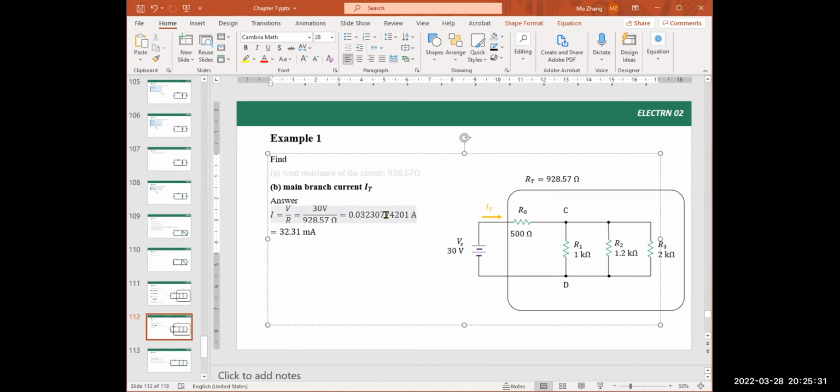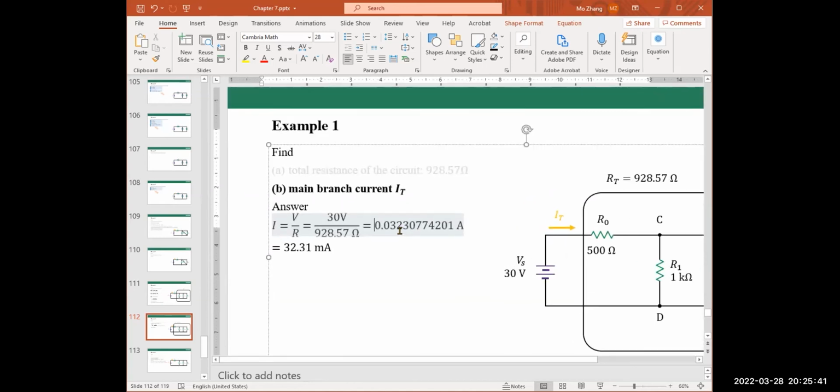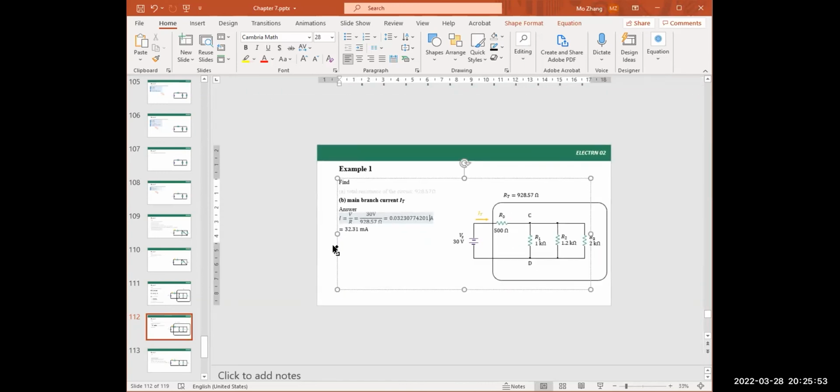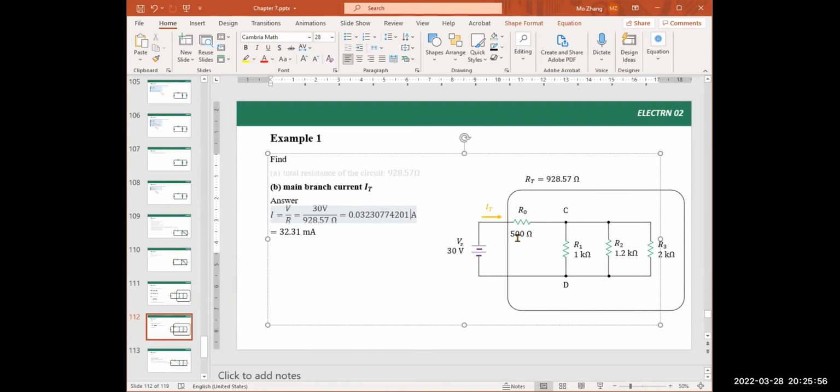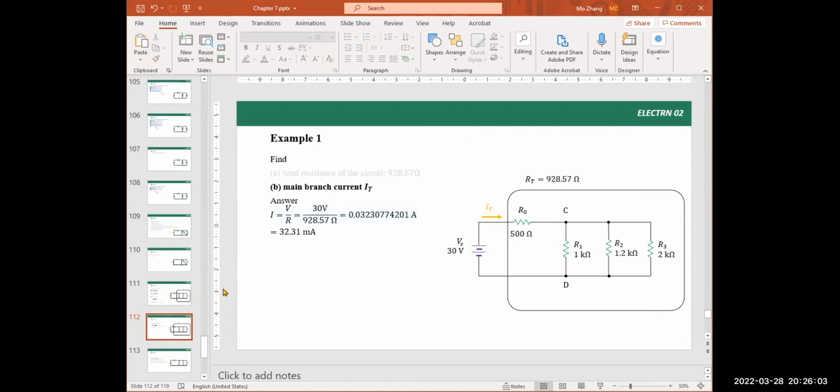It's not required, but it's good to convert this to scientific, engineering notation. So we can move the decimal point to the right 3 times. So 1, 2, 3, 32.31. So we multiply the number by 1,000, and we need to divide a prefix by 1,000. This is milliamps. Any questions here? This is part B, the main branch current. And if no question here, let's move to C.